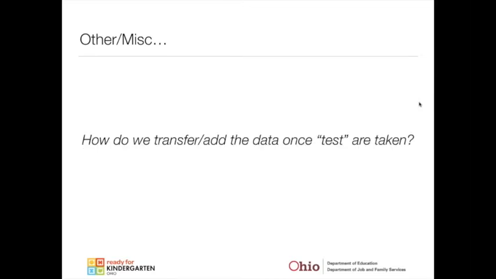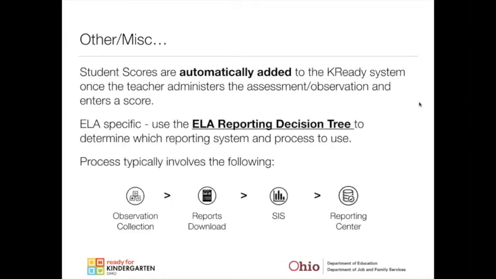Next it says, how do we transfer or add the data once tests are taken? I put a slide together to hopefully address that and give you a quick overview. First, it's important to note that the student scores are automatically added in the KReady system once the teacher administers the administration or observation and then enters scores. If a student is using the app and enters information, or teachers enter information, that data goes into the KReady system directly.